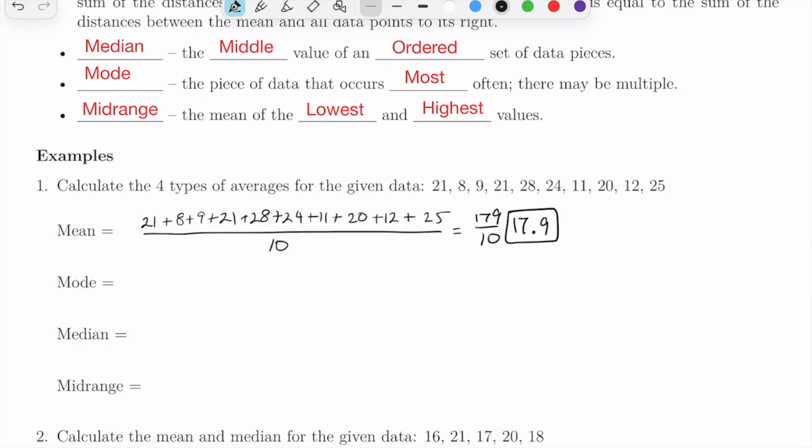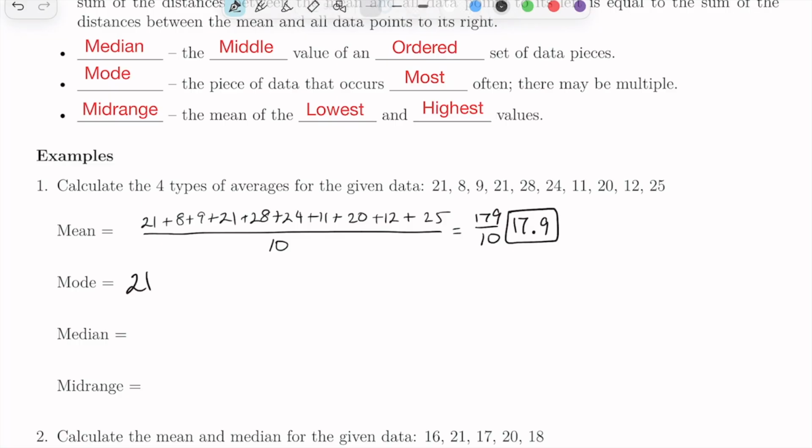The mode is the one that occurs the most often. And in this case, I can see that 21 happens 2 times, and I don't see any other repeated value. That means the mode is just 21. Do be careful, and notice that this isn't true, but if there were another number, say like a number 8 here, then we would have 2 number 8s and 2 number 21s, in which case we would have 2 different modes. It's okay to have more than one mode. That's not the case in this problem, but I did want to address that. It's perfectly fine to have more than one mode.